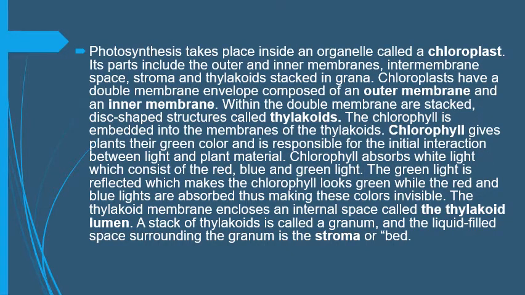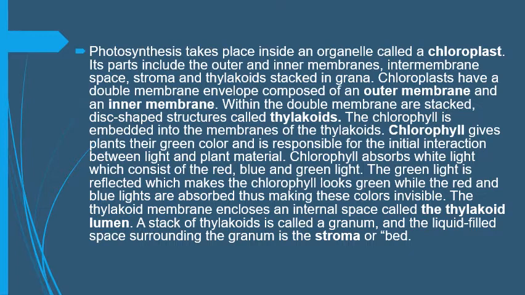Photosynthesis takes place inside an organelle called a chloroplast. Its parts include the outer and inner membranes, intermembrane space, stroma, and thylakoid stalk in grana. Chloroplasts have a double membrane envelope composed of an outer membrane and an inner membrane. Within the double membrane are stalks of disc-shaped structures called thylakoids. The chlorophyll is embedded into the membranes of the thylakoids.